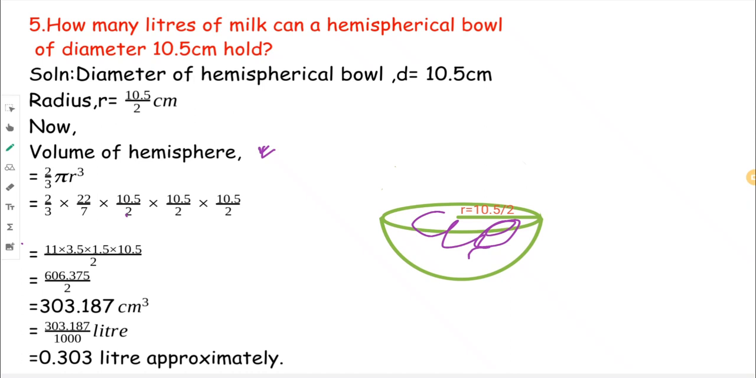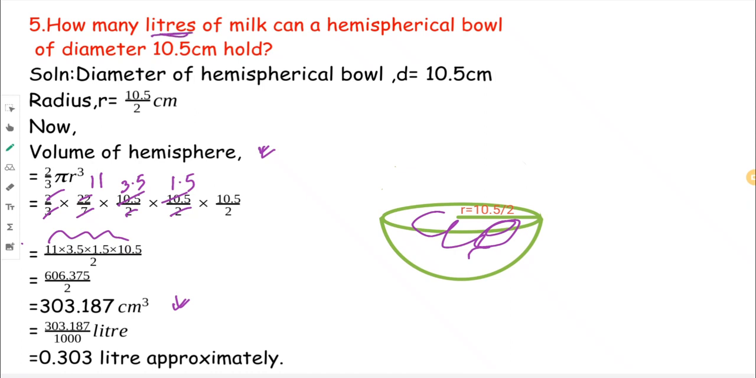Then we simplify: 2 and 3 cancel, 3 3s are 9, 3 5s are 15, and 7 7s are 49, 7 5s are 35, right? So I'll be having what, 11 and 3.5 into 1.5 and 10.5 divided by 2. So when I multiply the numerator, I'll get 606.375 divided by 2, and when you divide, we're going to get what? 303.187 centimeter cube. But they told us liters, right?